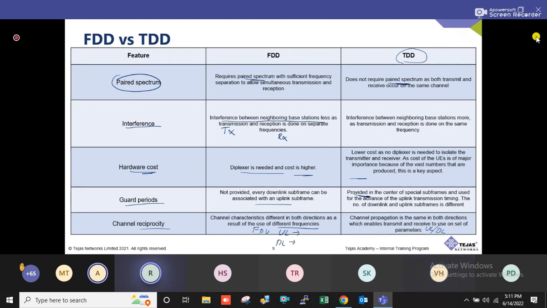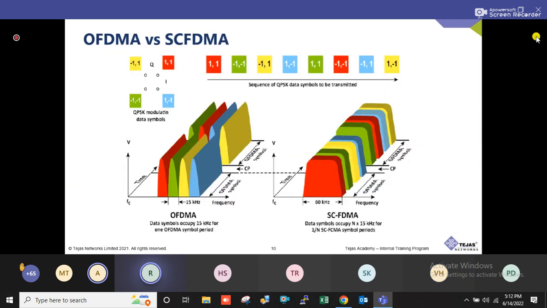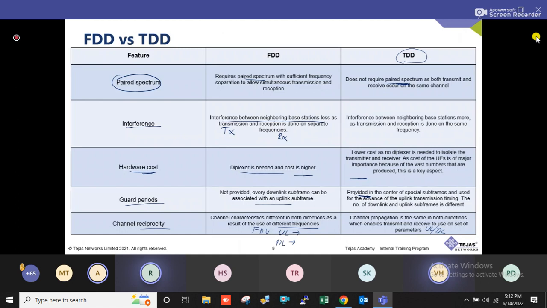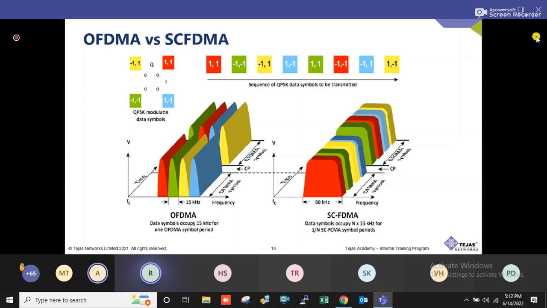Okay, so these are some of the pros and cons, or let's say the contrasting views we have with respect to FDD and TDD. Okay, any doubts so far with respect to FDD and TDD? Okay, let's move to FDD.